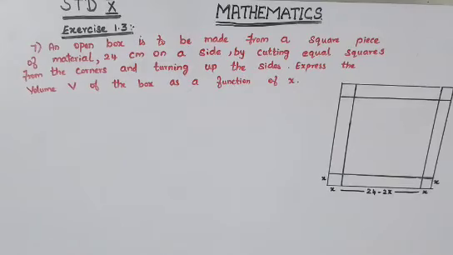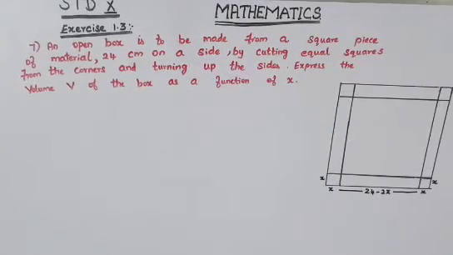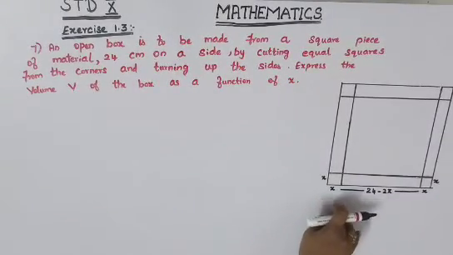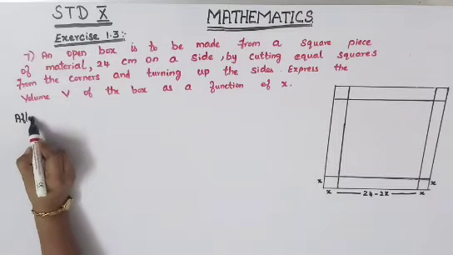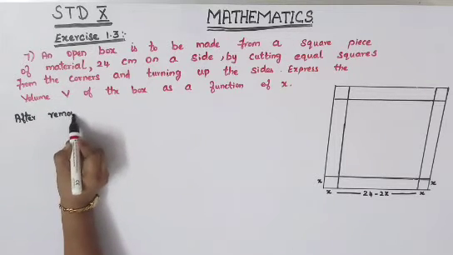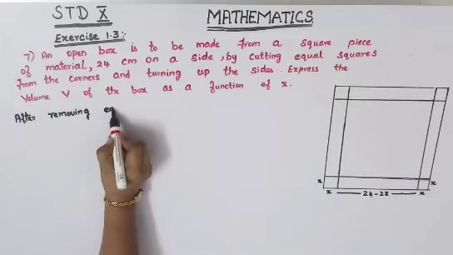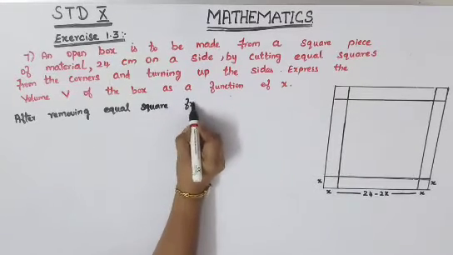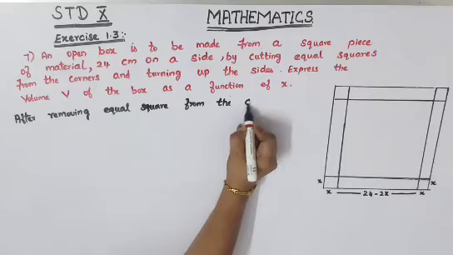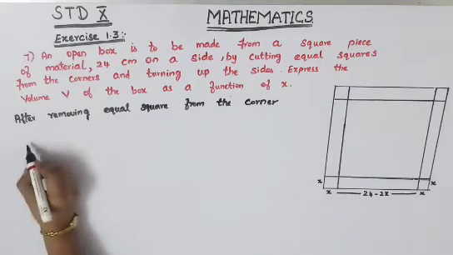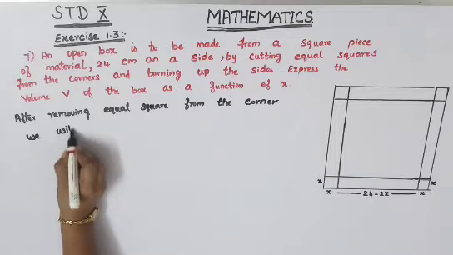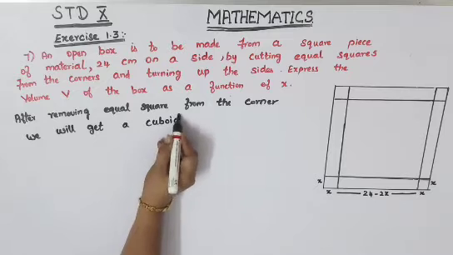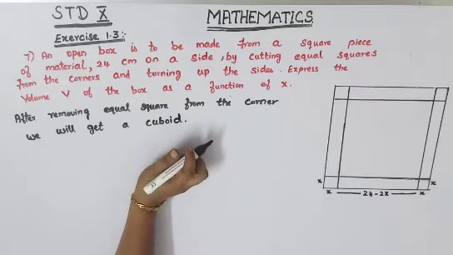One more diagram is given in your book, like a cuboid. After removing the equal squares from the corners, the square will become a cuboid. So the diagram will be there in the book. It will be like a cuboid.